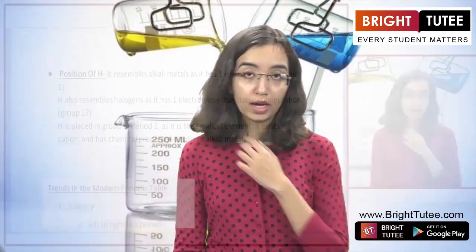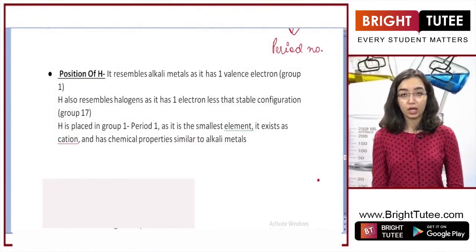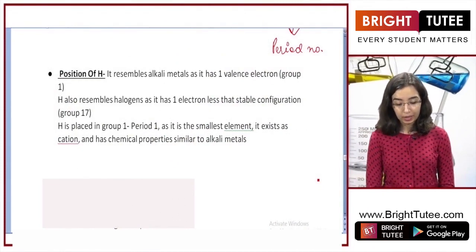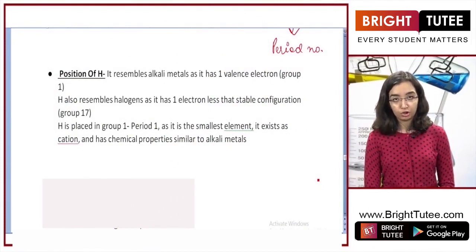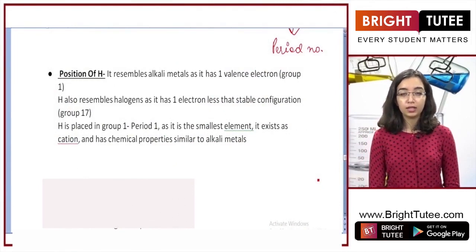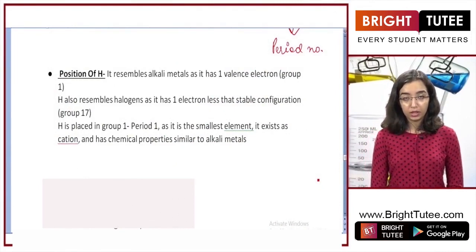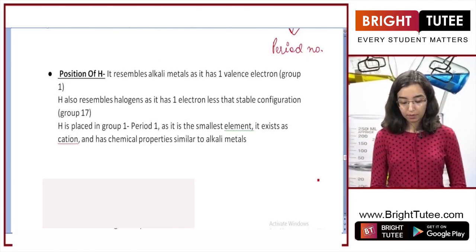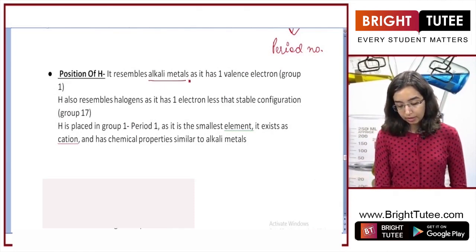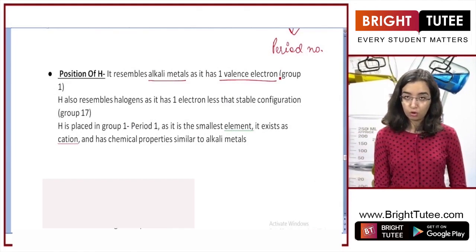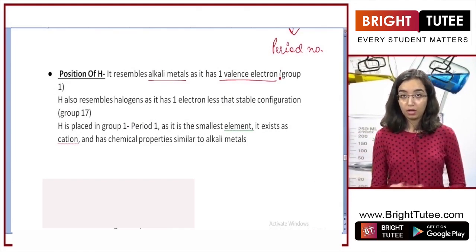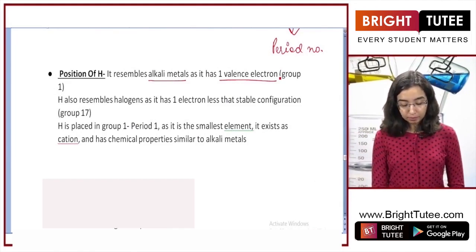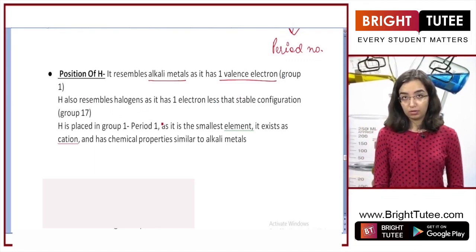Now the position of hydrogen. It was a point of discussion in the previous classification as well, that where do you put hydrogen? Do you put it next to alkali metals because it shows similar properties, or do you put it with halogens because it also shows similar properties to them? So it resembles alkali metals because it has one valence electron which it can give to achieve stability. But it also resembles halogen as it has one electron less than the stable configuration.